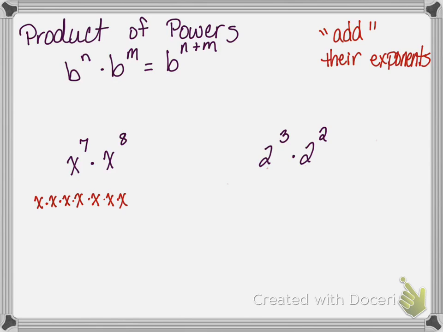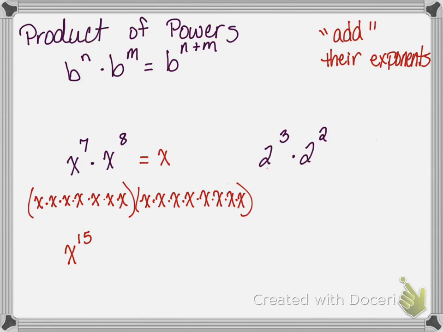X to the 8th, okay, is x times x times x times x times x times x times x times x. Okay, that's what x to the 7th and x to the 8th mean. Now, if I were to count all of these x's and write them with the same base, I would have x to the 15th power. So what I have done here is I've said x to the 7 plus 8. And x to the 7 plus 8 is x to the 15th.